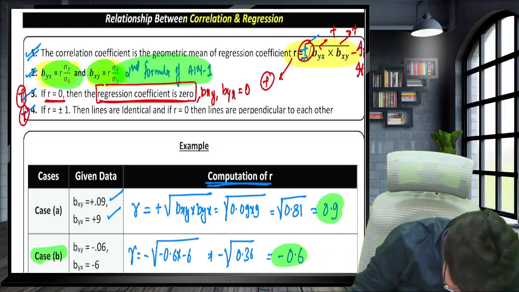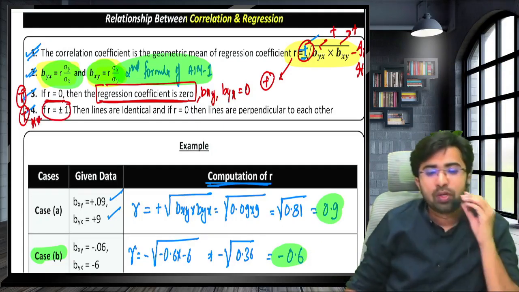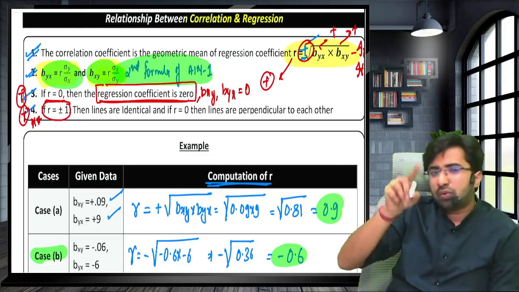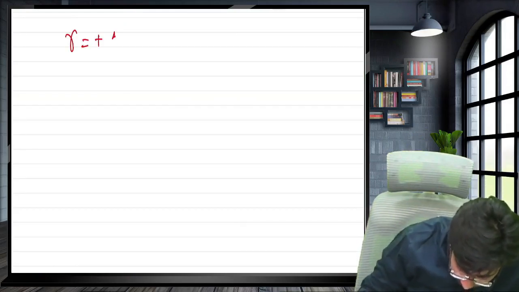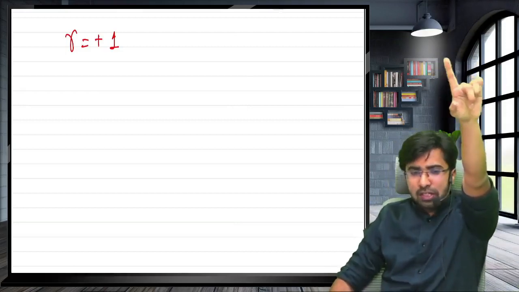Second thing, most important point, put a star on the fourth number point. If r is equal to plus 1 or minus 1, what do you mean by that? If r is equal to plus 1, this means perfectly positive. And r is equal to minus 1 means the correlation coefficient is perfectly negative.